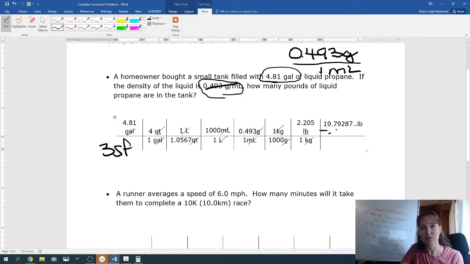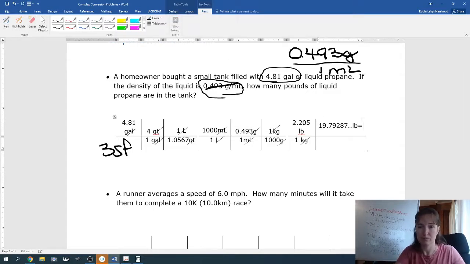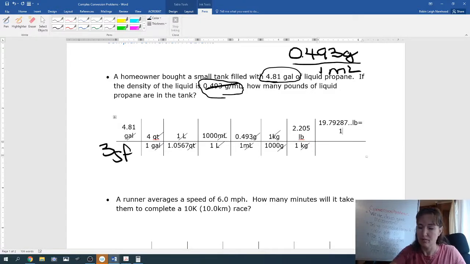1, 2, 3. So the 10th place will be what you round it to. And so you'll round, there's a 7, and then the next one's a 9. And so rules, if there's a 9 that comes after it, you would round up. So you would round your answer to be 19.8 pounds. 19.8 pounds would be your answer.